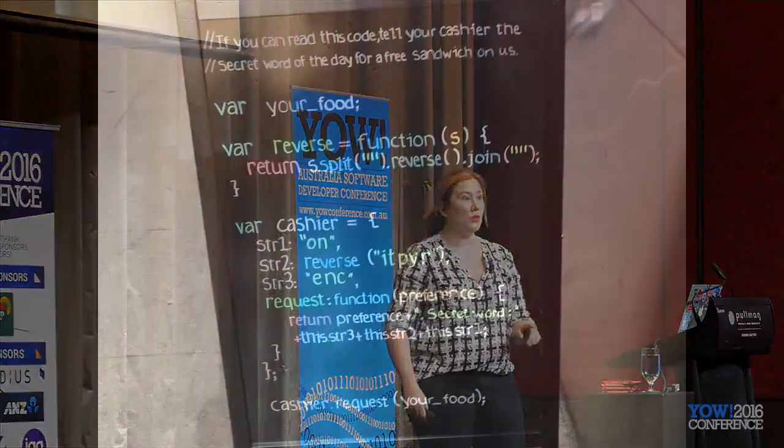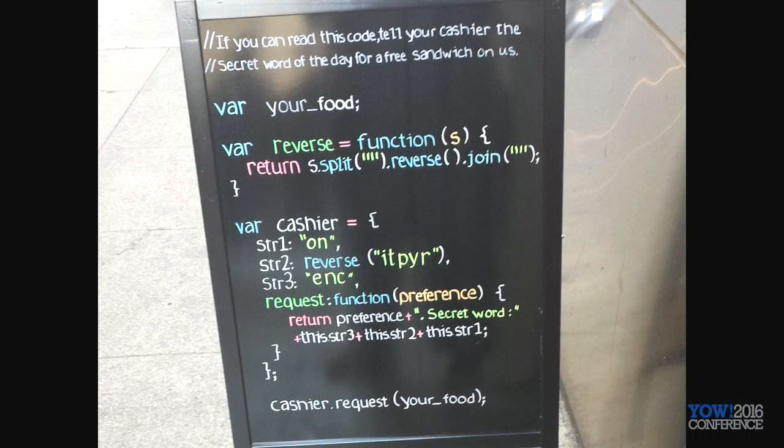So I am going to start off with a 3-part coding quiz. And guess what? There are prizes. So question 1, I'm going to show you a bit of code. You have to tell me what the output is. Okay, ready? So this is a photo that went viral from a cafe. Who knows what the secret discount word of the day is?